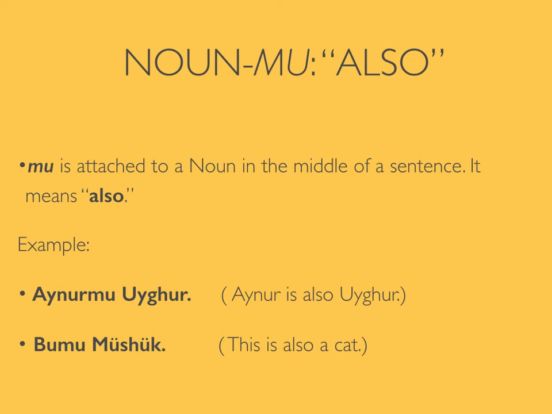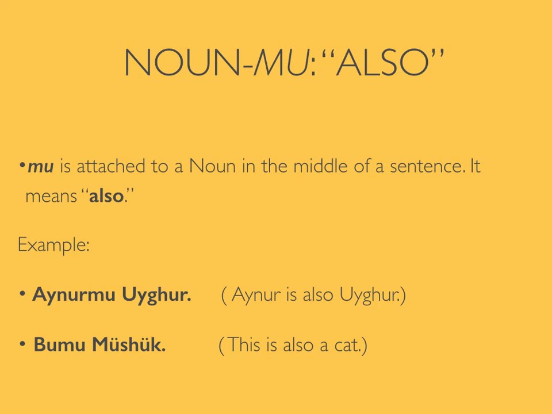Bu müşük, right? That means this is a cat. But if I added bu mu müşük, this is also a cat. How do you ask a question? If I want to say, is this also a cat? So I will say, bu mu müşük mu?